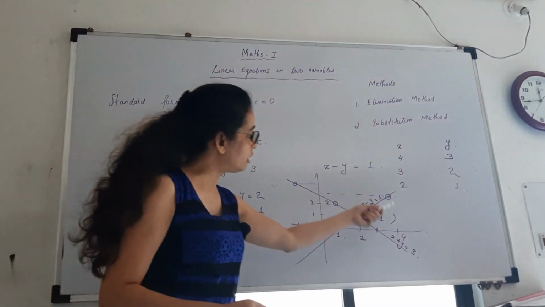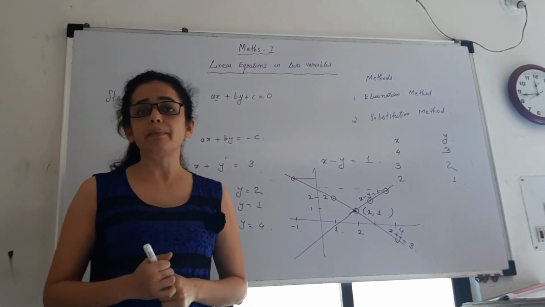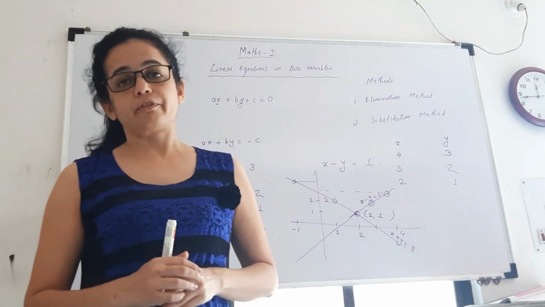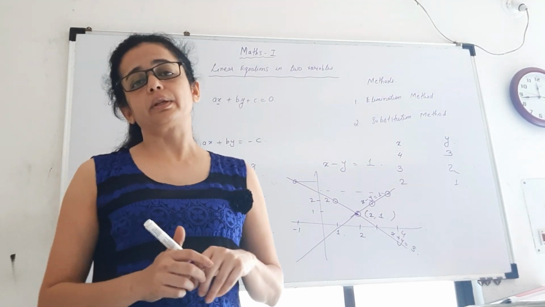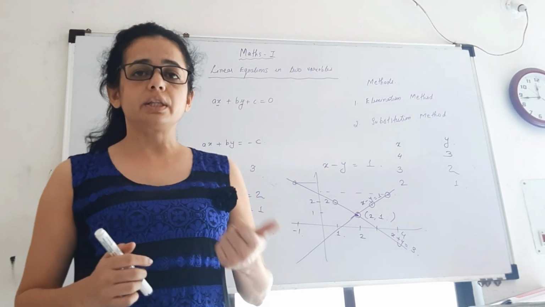But this is the graphical way of representing the two simultaneous equations. Every time it is not possible for us to solve given simultaneous equations graphically. So there is another method, which is the algebraic way of solving the same equations, which we will see in the next class.